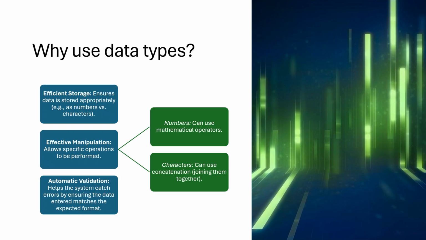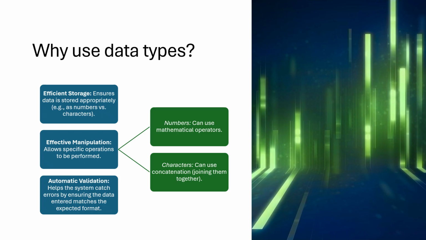Secondly, the effective manipulation of the code. It allows specific operations to be performed. For example, if you are taking anything as character, obviously you cannot perform addition or subtraction to those characters. For that, you'll have to take numbers.